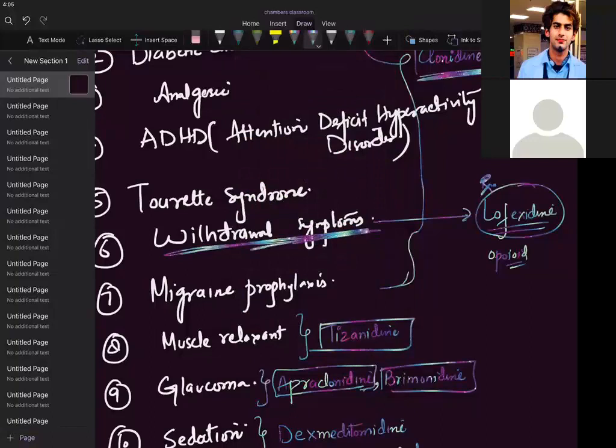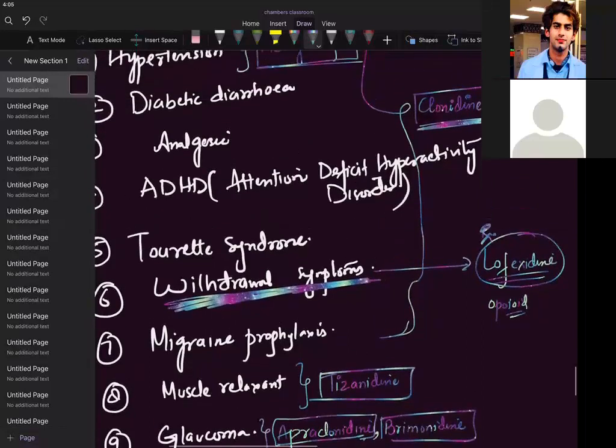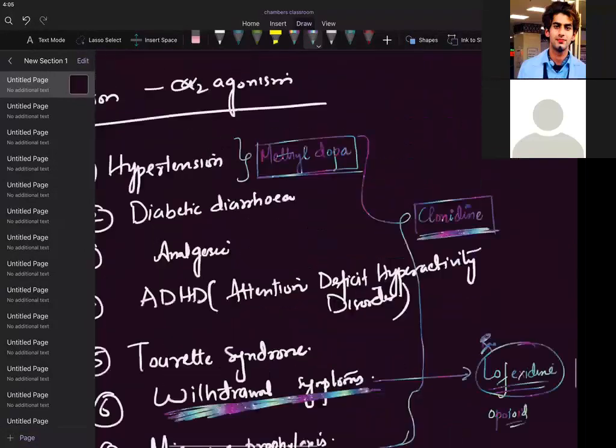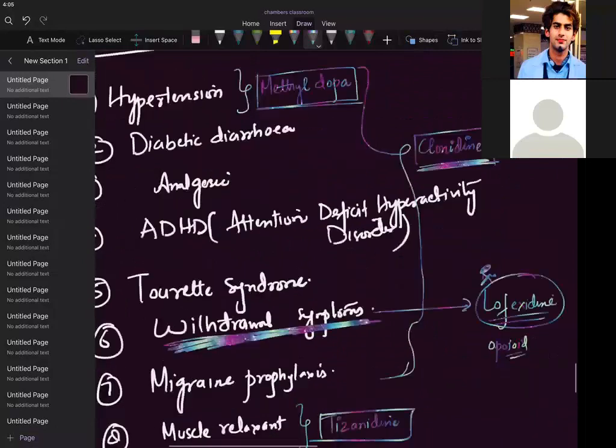Okay, guys. Fine. So clonidine, withdrawal symptoms, lofexidine. Clonidine you use for hypertension. Methyldopa can also be used for hypertension, basically a safe drug in pregnancy. There are also some other alpha 2 agonists like clonidine: guanfacine and guanabenz. So you have to remember these important things about alpha 2 agonists.